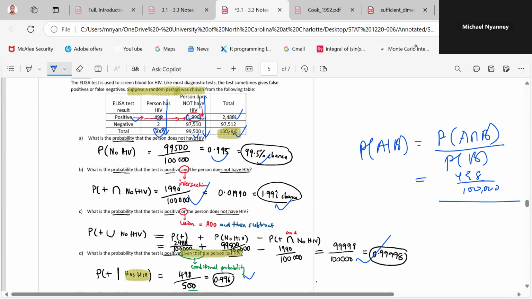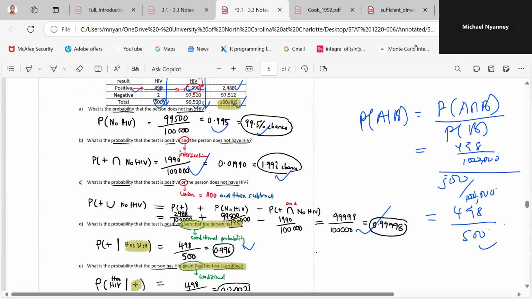Then we divide by the probability of B. The probability of B are those that have HIV. So how many people have HIV? We have 500 over 100,000. So if you solve this, you realize that the denominators will cancel each other, and you're going to have 498 over 500, just like that. Okay, so this is the approach. So the formula works, and this also works. So use any of them that best suits you.